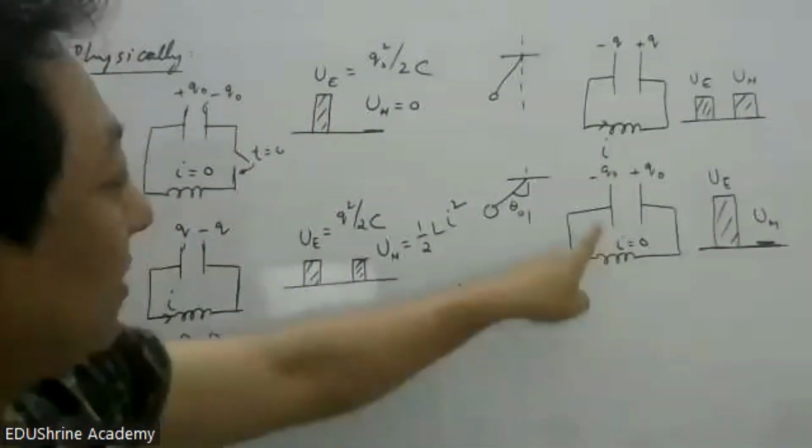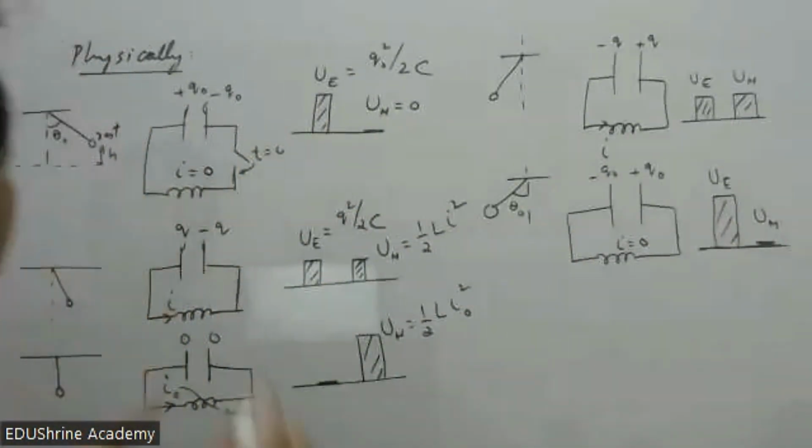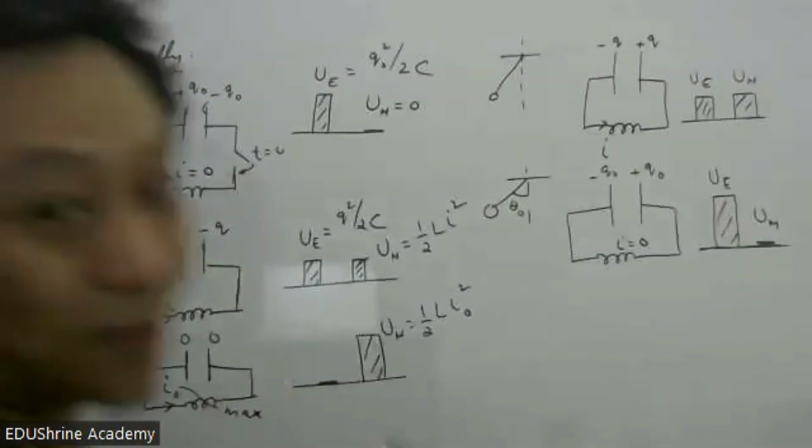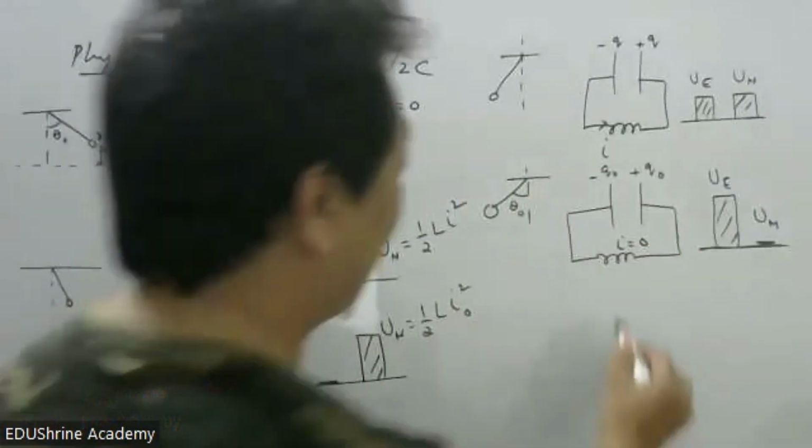So now what will happen? This is similar to this. So what happened here? This voltage will drive current. Now this voltage will again drive current. But in what way?